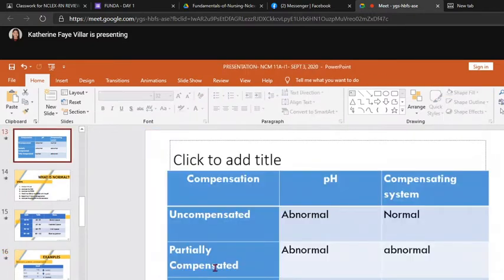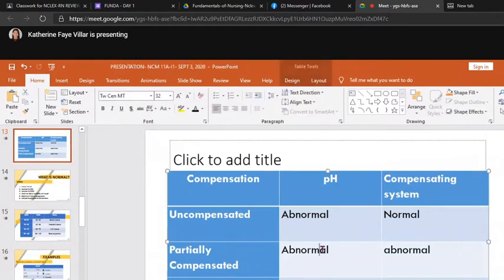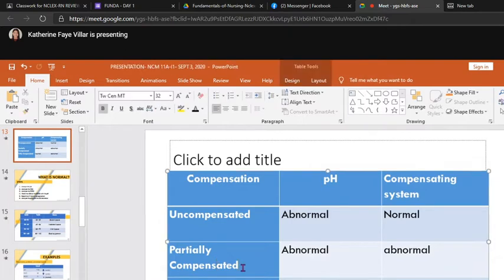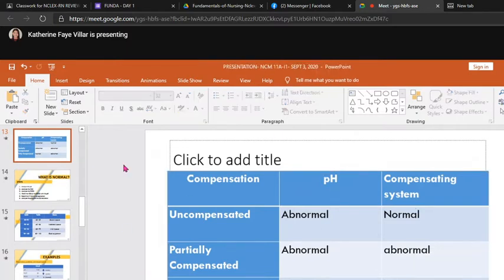Now, for the partially compensated, yung pH ay abnormal and yung compensating system ay abnormal din. So, ibig sabihin, kumbaga, yung pH ay wala siya, parang kulang. Kulang yung ginawa niyang means para magkaroon ng normal dun sa ating system. Kaya, partially compensated pa rin siya. Now, for the fully compensated, dito naman yung normal, yung pH, tapos yung compensating system ay abnormal.